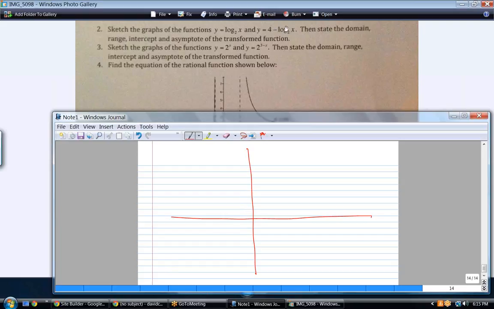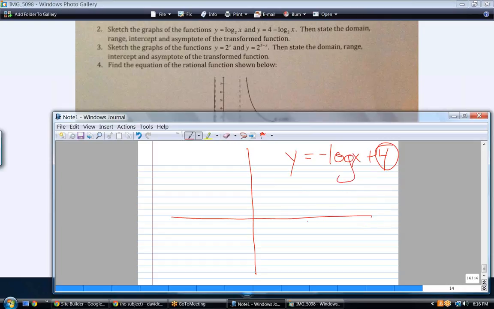What kind of translation is this? Would that be up or down or left or right? Well, the negative sign is a reflection across the x-axis. And the 4, if I want to know what it is, I really want to write this as minus log x plus 4. So the plus 4 is a vertical shift. If it was log of x minus 4, then that would be move right 4. So it's reflected and moved up.